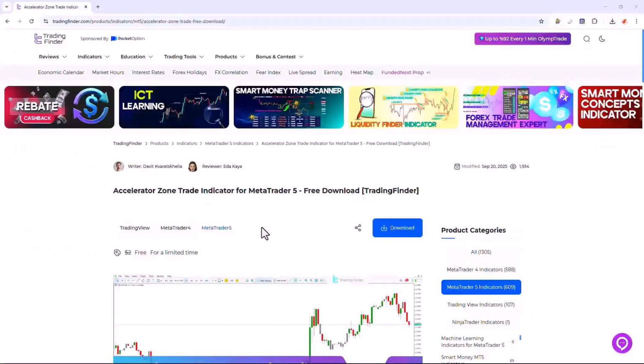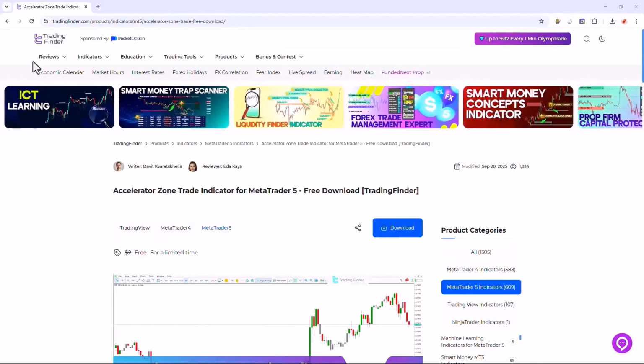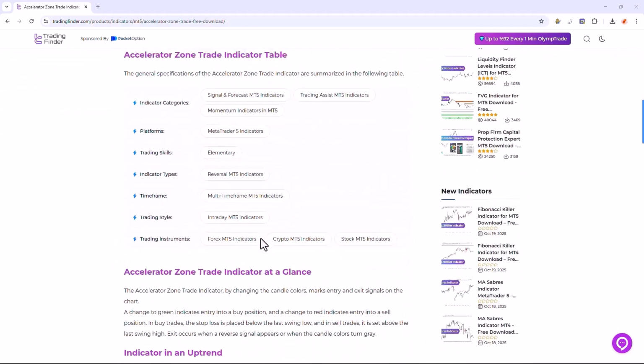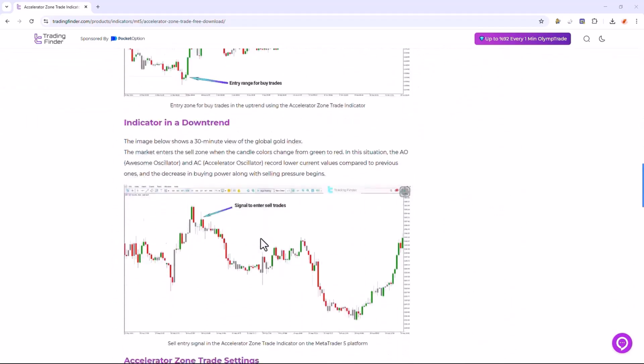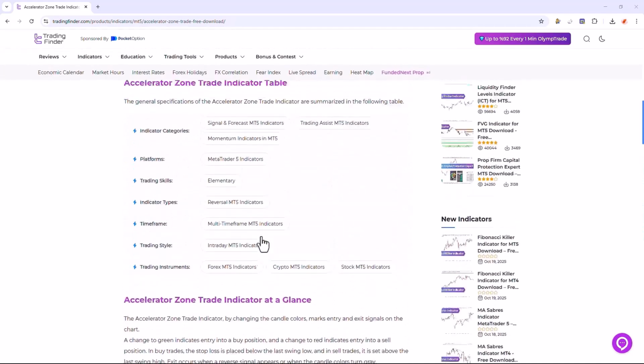The Accelerator Zone Trade Indicator is offered for various platforms on the TradingFinder website. Traders can download the indicator file for MetaTrader 4 and MetaTrader 5 platforms from this section. And also, to learn about how it works and operates, they can refer to this page for information about the indicator.